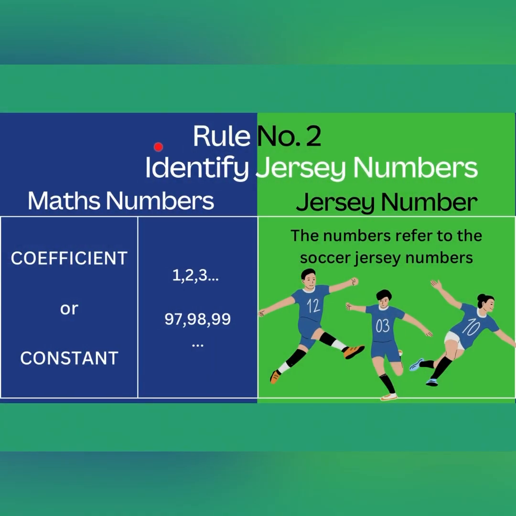Rule number 2, identify the jersey numbers. In maths, we have maths numbers, which are known as the coefficients or the constants. These numbers can be 1 up to infinity or -1 up to infinity. Now in soccer, we call these numbers the jersey numbers. The numbers refer to the soccer jersey numbers. So each player will have their own jersey number.